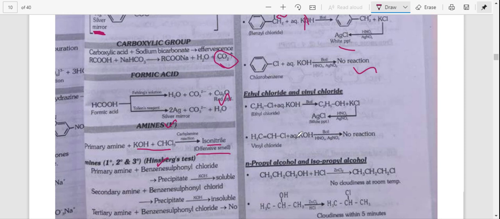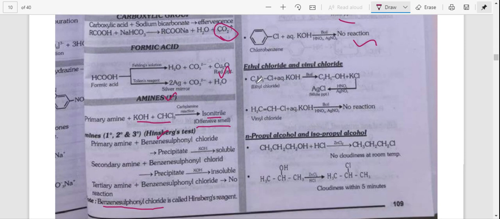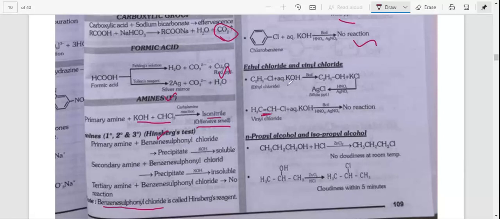Ten. Ethyl chloride and vinyl chloride. Ethyl chloride is C2H5Cl. Vinyl chloride is CH2=CHCl, so a double bond will be there between the two carbon atoms. When they react with aqueous KOH, ethyl chloride gives C2H5OH plus KCl, and it will give AgCl, a white precipitate, when reacted with HNO3 and AgNO3. And for vinyl chloride, there will be no reaction.